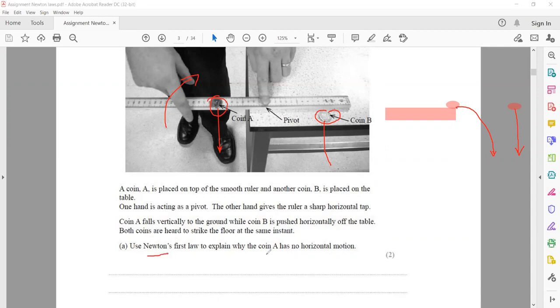Use Newton's first law to explain why coin A has no horizontal motion. Why does coin A not have any horizontal motion? We have to use Newton's first law.